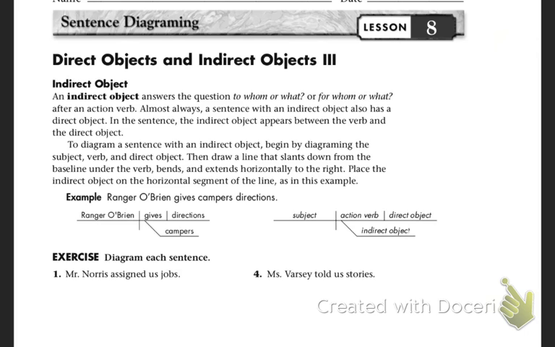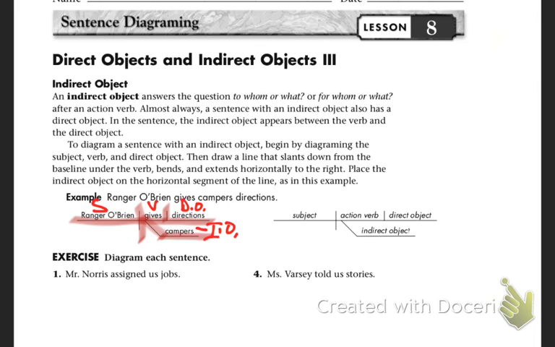So let's take a look at the example. We have Ranger O'Brien gives campers directions. We have the baseline. We have the subject, Ranger O'Brien. We have the subject predicate line, yes. Then what does he do? He gives what? Your direct object line. Directions. To whom does he give it? To campers. Campers is the indirect object. Do you see it? Does that make sense?